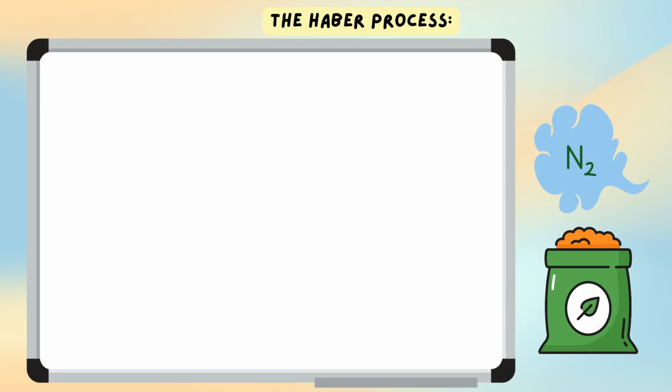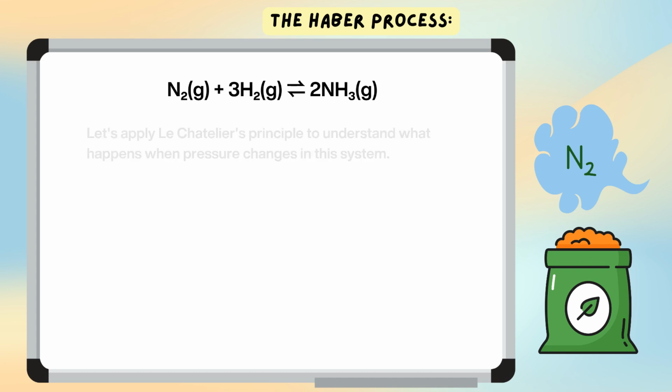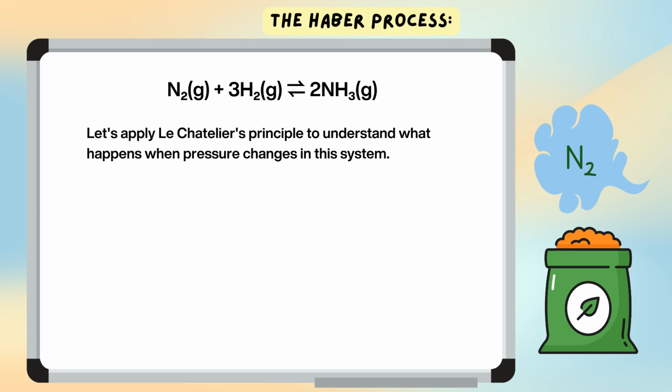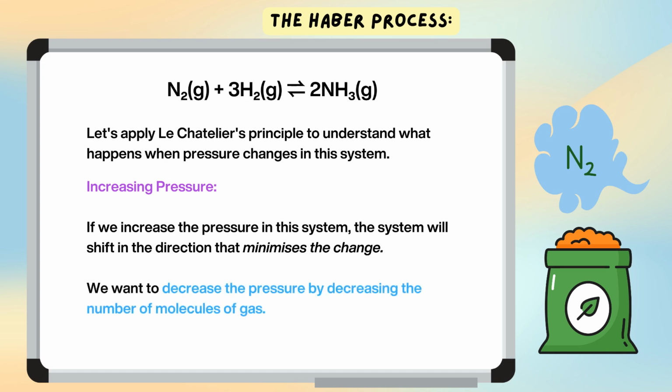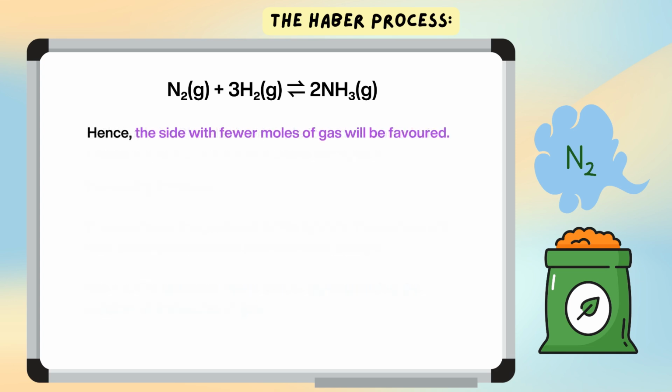Consider the Haber process. N2 plus 3 H2 produces and is produced by 2 NH3. Let's apply Le Chatelier's principle to understand what happens when pressure changes in this system. If we increase the pressure in this system, what does Le Chatelier's principle tell us? The system will shift in the direction that minimizes the change. We want to decrease the pressure by decreasing the number of molecules of gas. Hence, the side with fewer moles of gas will be favored.